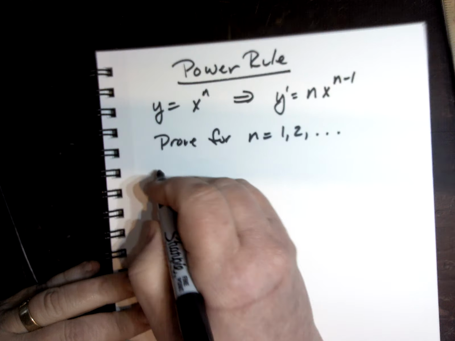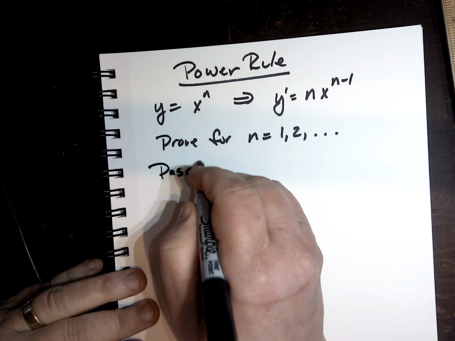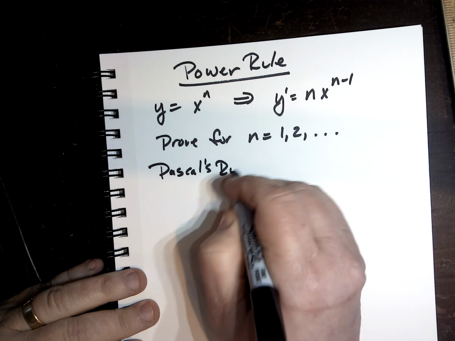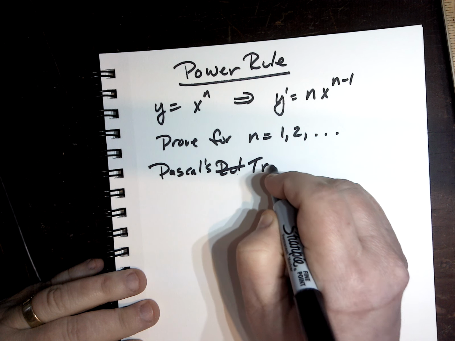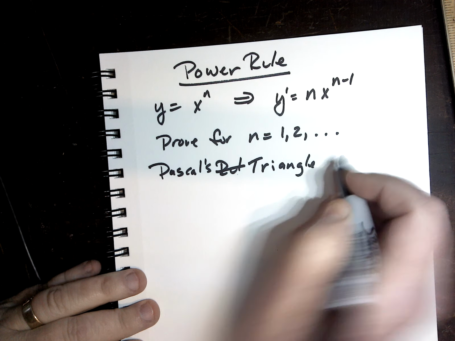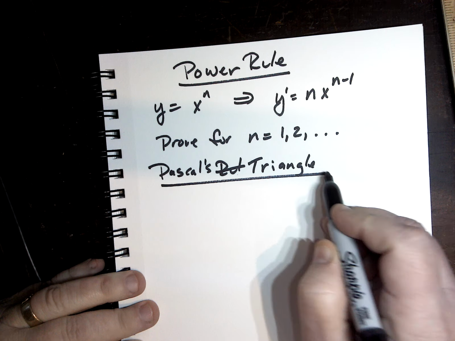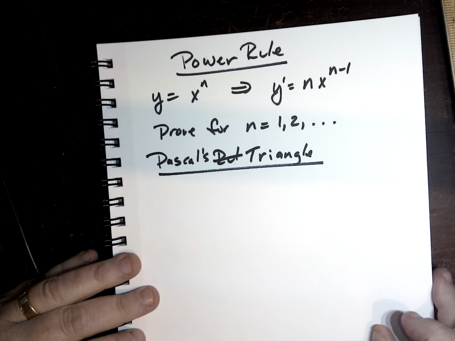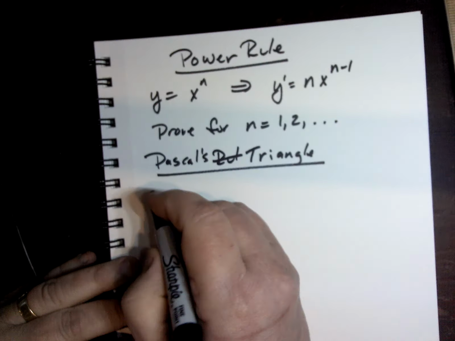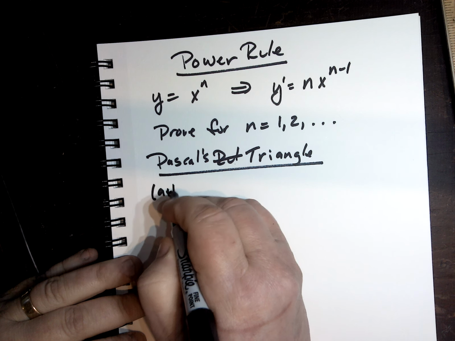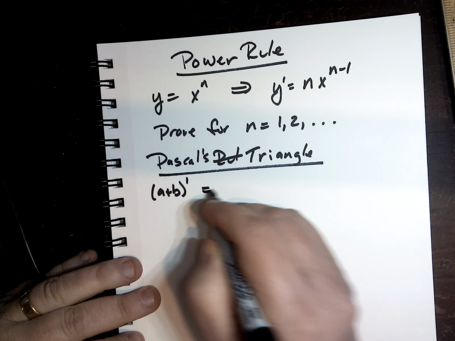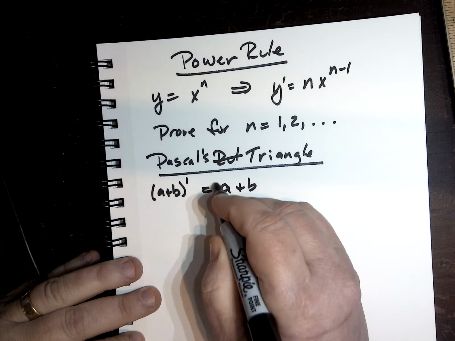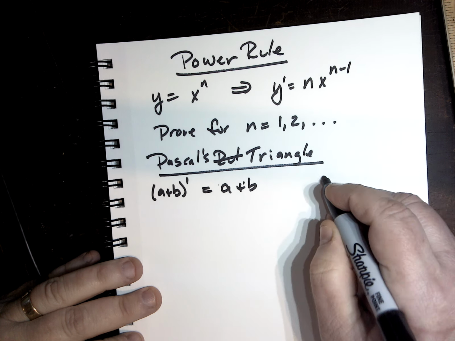So first off, I want you to remember Pascal's triangle. This gave us the coefficients when we multiplied a binomial out. So let's say I have a plus b to the 1. That's equal to a plus b. The coefficients are both 1. My triangle starts with a 1 and a 1.